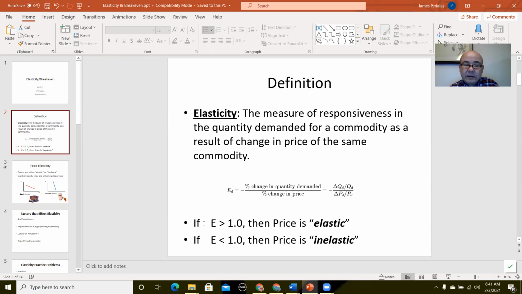And a little bit later on, if the answer, after we apply this formula, ends up being greater than 1, then we're going to say that that is price elastic. If the elasticity factor ends up being less than 1, we're going to say that that product is inelastic. So that's our starting point right now.